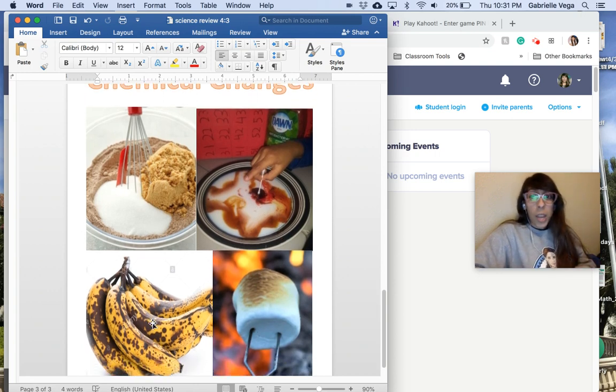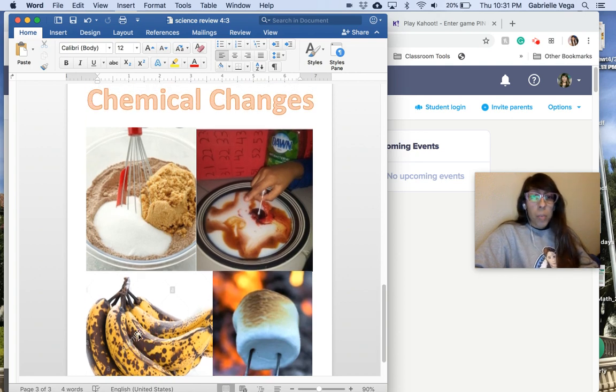Again, we didn't rot any bananas, but this is another great example of a chemical change. Remember, once that banana is brown and it's rotten, we cannot take those rotten pieces off and we can't make the banana look the way that it did before. So that's an example of a chemical change.